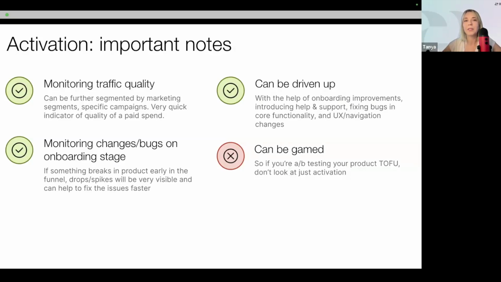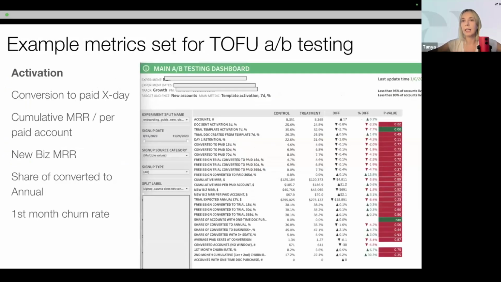So if you're A/B testing, for example, your top of the funnel, normally you don't look just at activation, but you also look at a set of metrics. Again, this is an example of a metric set for top of the funnel A/B testing. Again, there are tools to do that. In PandaDoc, we didn't have a tool, so we had the ability to split the users into cohorts, and then we had a set of metrics for the control group and the treatment group, and we could see on this dashboard the difference in percentages and the p-value for this difference.